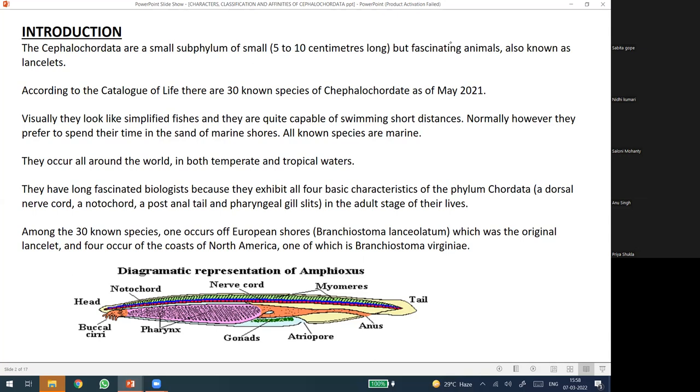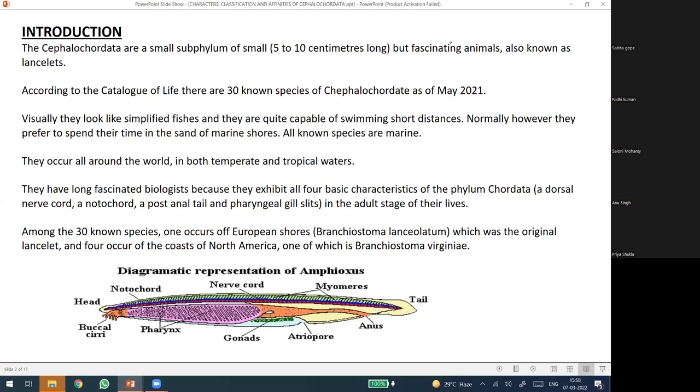Now these are the characters. They occur all around the world in both temperate and tropical waters. They have long fascinated biologists, because they exhibit all four basic characteristics of phylum Chordata: the dorsal tubular nerve cord, notochord, post-anal tail, and pharyngeal gill slits, the typical chordate characters in their typical forms.